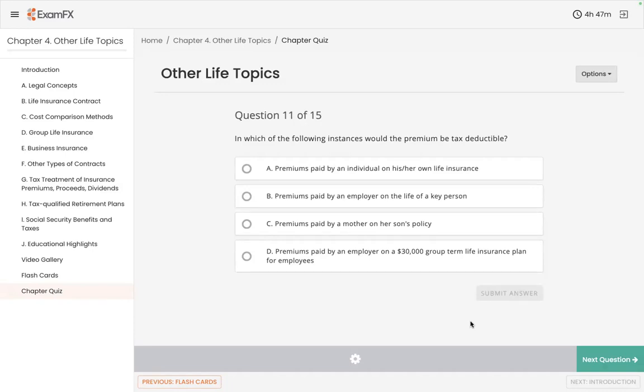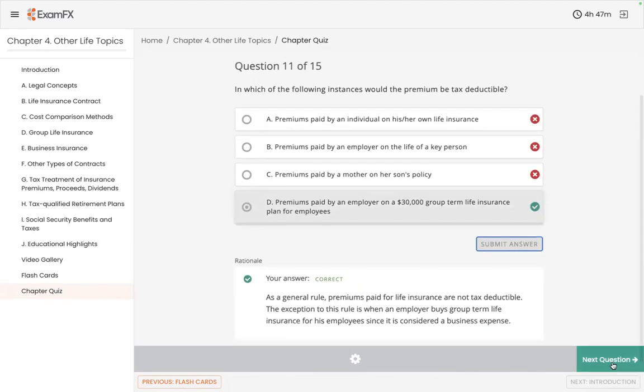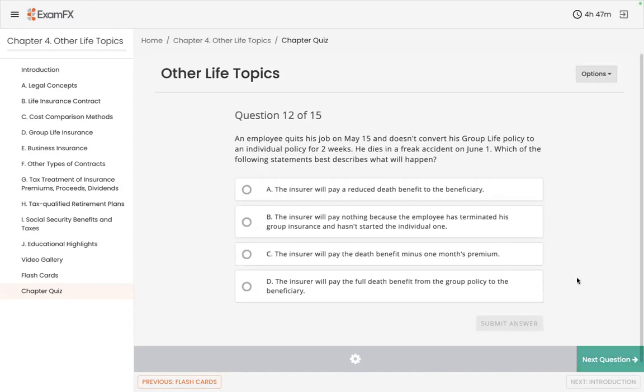Which of the following instances would the premium be tax deductible? The individual has her premium paid, mother's premium paid, employee's insurance plan of employee. Yeah, the employer one. Yep. You just covered that, phrased differently.